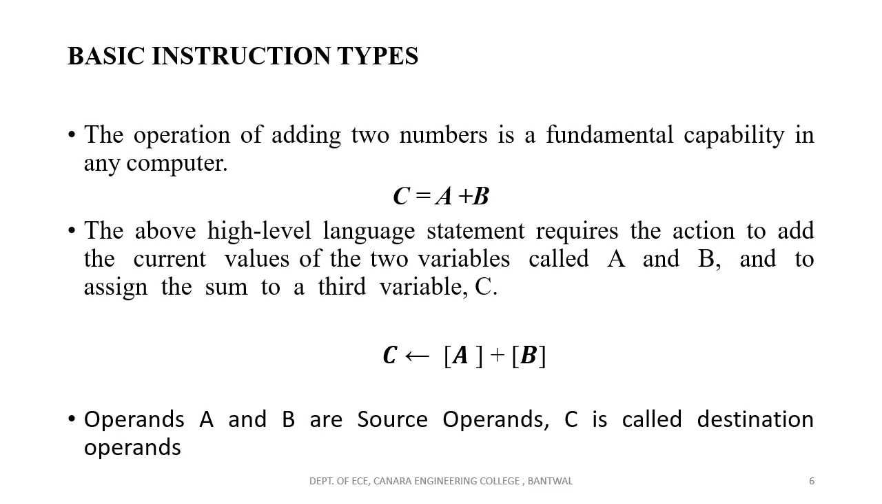Adding two numbers is a very fundamental capability in any computer, be it a microcontroller or a microprocessor. Addition of two numbers is a very basic problem. Here, it is represented as C equal to A plus B. Here C will be the destination register, and these are the source operands.